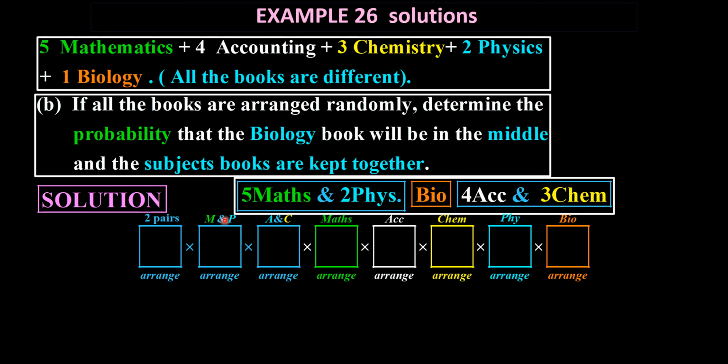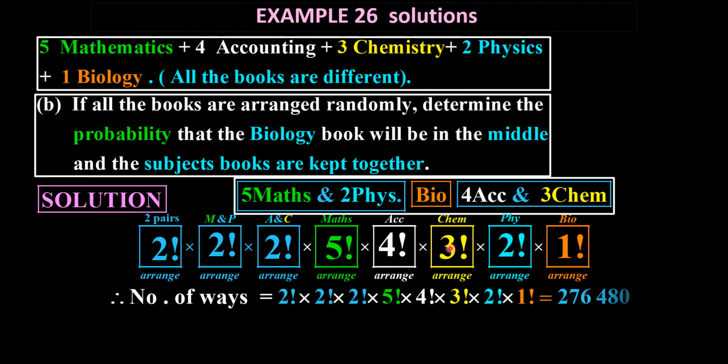Then the maths and physics can be switched around. It can be physics and maths, accounting and chemistry, chemistry and accounting. Then we have the maths books itself, the accounting, the chemistry, the physics, and the biology books can be arranged as well. So let's see, 2 pairs can be only arranged in 2 factorial. Maths and physics is a pair, so that's 2 factorial. A and C is a pair, so that's 2 factorial. How many maths books? 5 factorial. Accounting, 4 factorial. Chemistry, 3 factorial. Physics, 2 factorial. Biology, only 1, so it's 1 factorial.